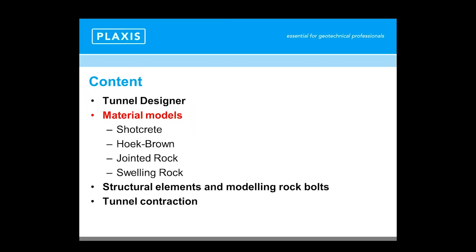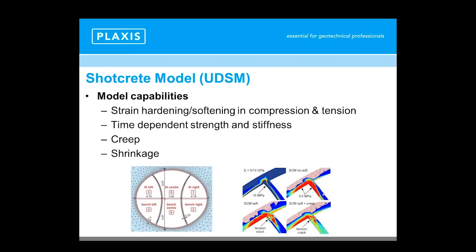So this was the first part of this presentation. Now, at this stage, I would like just to give a very brief overview of the different material models available in PLAXIS 2D and 3D. The first one I like to mention is the Shotcrete model. The Shotcrete model is available as a so-called user-defined soil model. And the Shotcrete model has the following capabilities.